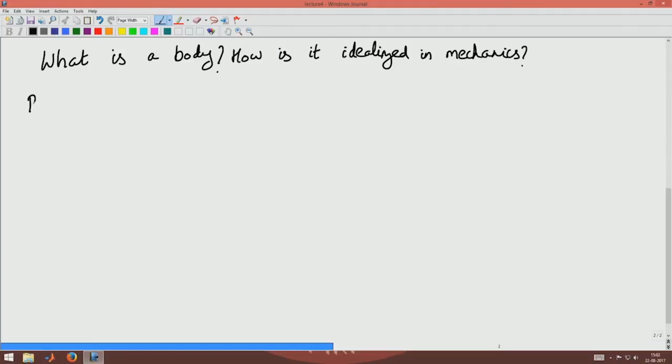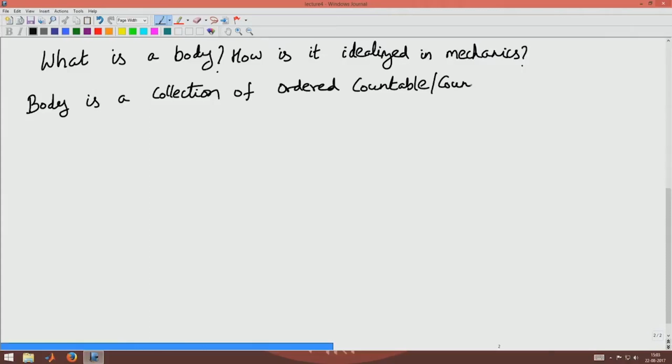For us, a body is a collection of ordered, countable or countless particles. First, here there are two keywords, one is ordered and the other one is countable or countless. We have to understand what they mean next.